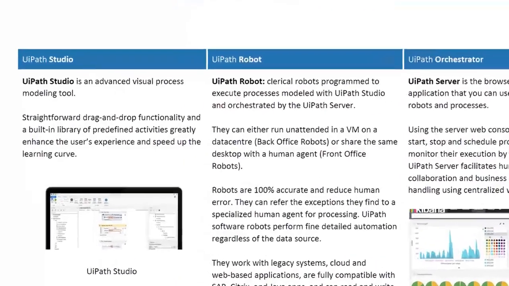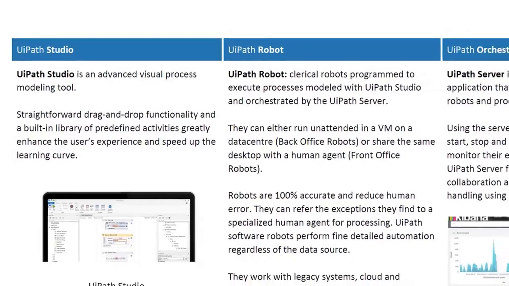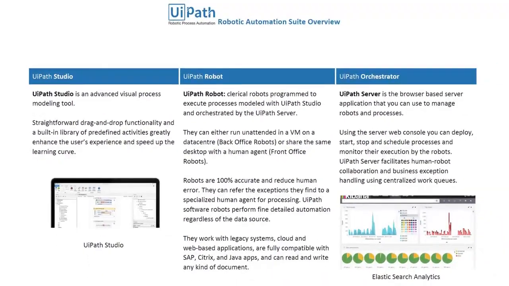UiPath Studio is the designer tool used to create diagrams of business processes. UiPath Studio is based on the Microsoft Workflow Foundation and, from a visual point of view, is very similar to Microsoft Visio or other flowcharting software solutions.